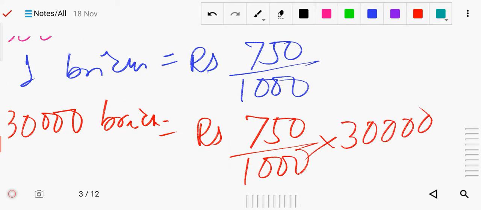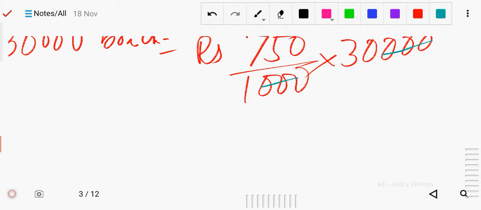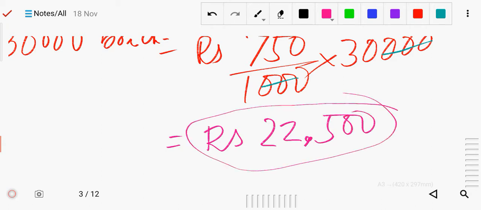Now you can cancel the 30 with the 30. Now multiply 750 into 30. So you will get rupees 22,500. So that's your answer.